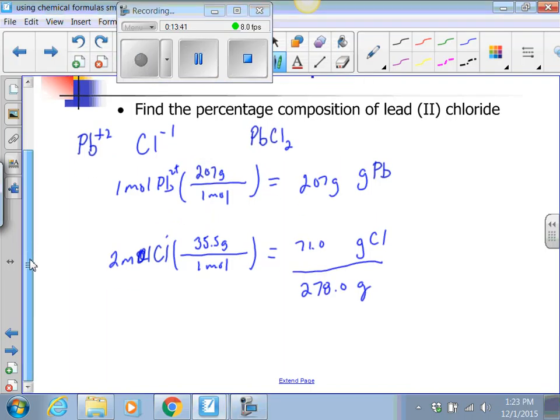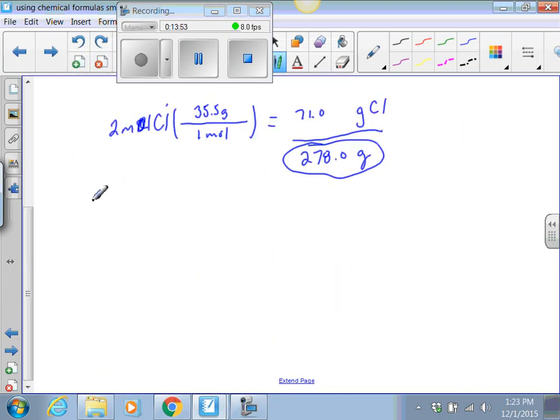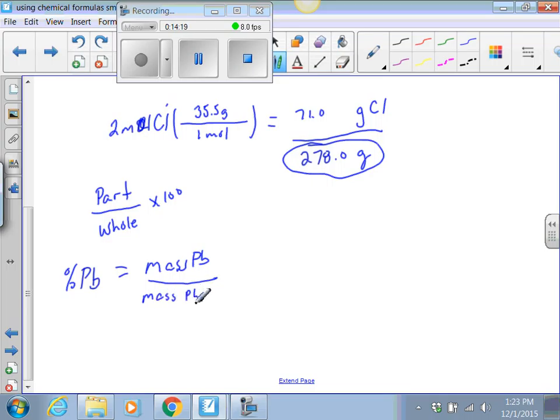So from there, we were looking to find the percentage composition of lead 2 chloride. So we have the whole mass. Now, one thing that you may have heard somewhere along the way in finding percentages is that a percentage is a part that you're interested in divided by a whole times 100. The part we're interested in first is lead. So percent lead, the part we're interested in is mass of lead divided by the whole, which is the mass of PbCl2, and then we multiply that ratio by 100.